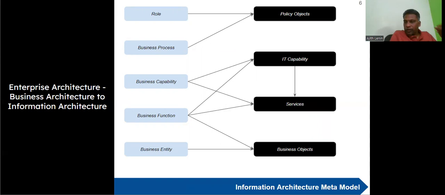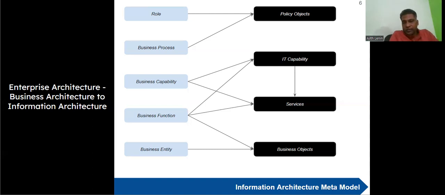Business processes have a lot of rules, the workflow that we are defining in the business process. So all those are guiding rules, and all that can go into the policy objects. And business capabilities or business functions. In some cases we may not be able to abstract business functions into business capabilities, but business capabilities and business functions can be realized through IT capabilities.